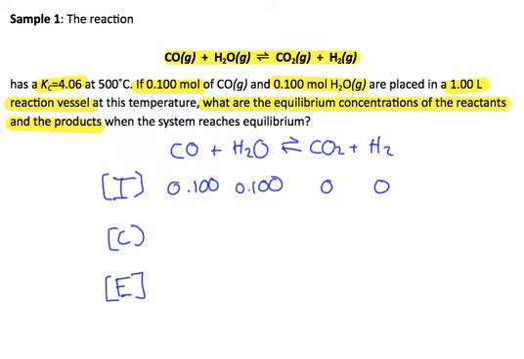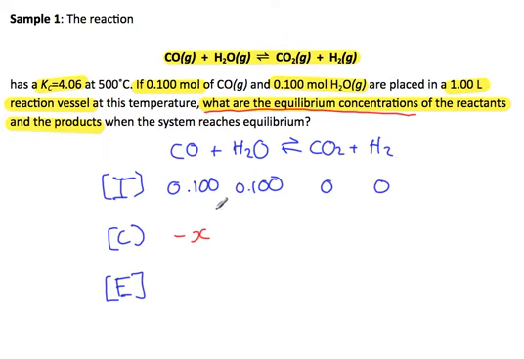Now here, we have to do something a little different. We are not given any equilibrium concentrations. In fact, the question is, what are the equilibrium concentrations? So that's what we're trying to determine. So we don't know what these are, and we don't have any change information. So this is where we have to introduce a variable. And I would say the most common variable is x.